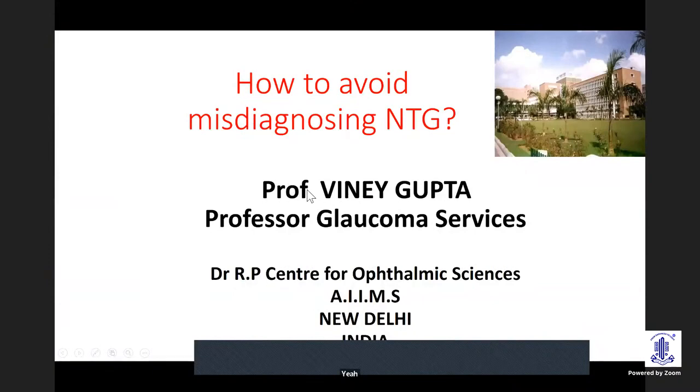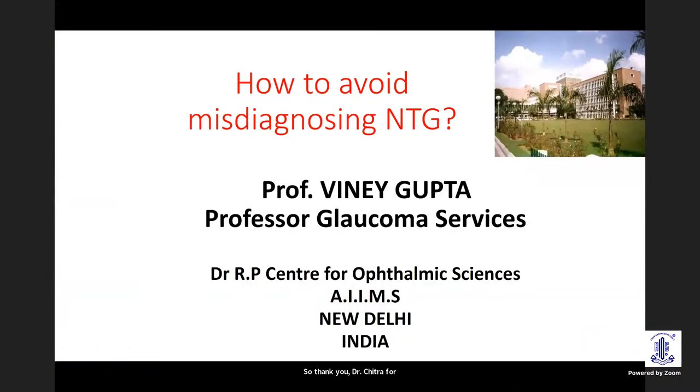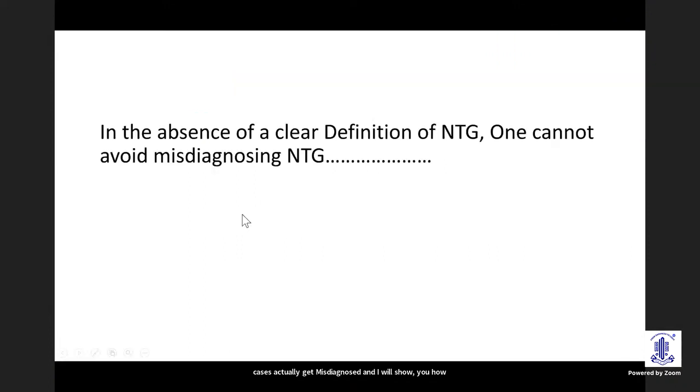So thank you, Dr. Chitra, for this invitation. I think it's important to have glaucoma when you're dealing with neuro-ophthalmology, because a lot of these cases actually get misdiagnosed, and I will show you how. But at the same time, since we do not have a clear definition at present of what is normal tension glaucoma, it is really not very surprising that you tend to misdiagnose some of these cases. In fact, the way we diagnose normal tension glaucoma is that it is a glaucomatous optic neuropathy in the presence of open angles and normal intraocular pressures.